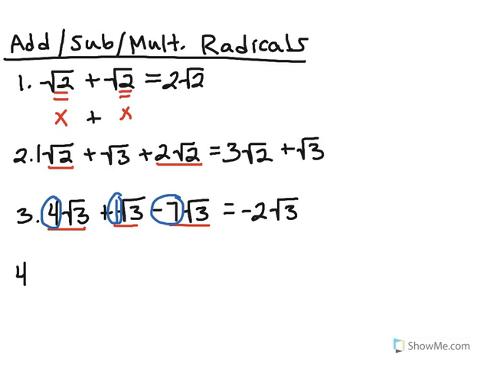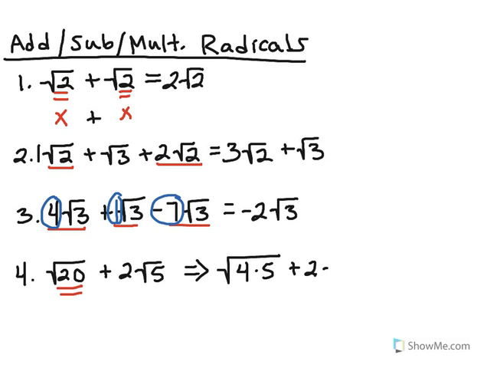Now, some of them can be sneaky. For instance, if I have the square root of 20 plus 2 square roots of 5. Right off the bat, it doesn't seem like we have any like radicals, but I do know that 20 is not prime and not a perfect square. So I know that it can be broken down. Before I can carry on with this problem, I have to simplify that radical. And I know that 20 is the product of 4 and 5. So I'm just rewriting my problem right now.